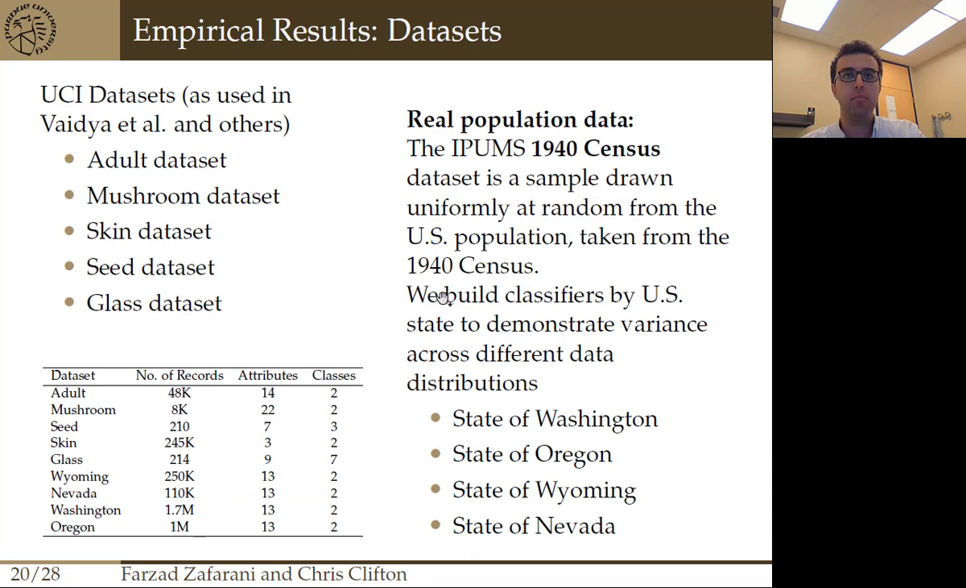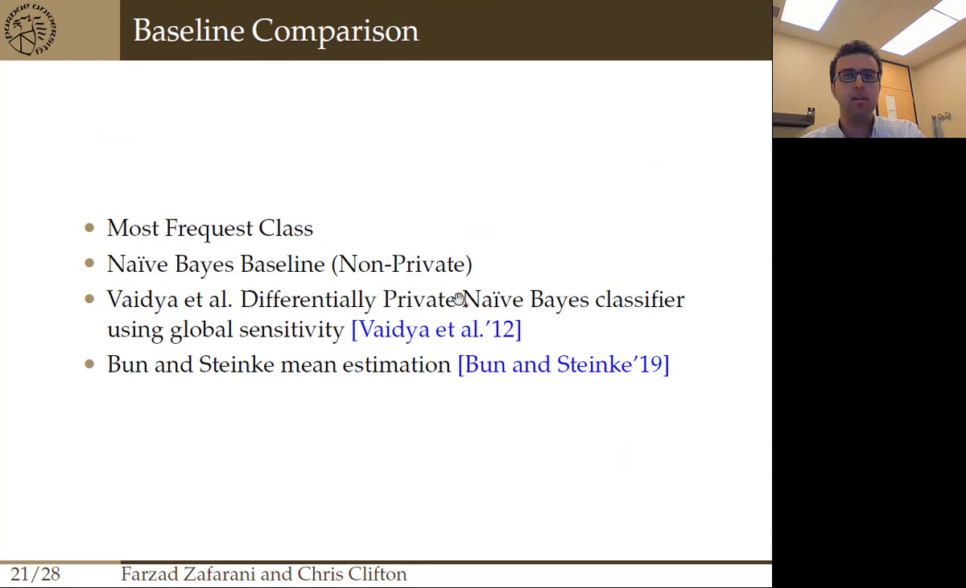Okay, we finally do some experiments on the UCI datasets, including the adult dataset, mushroom, skin, seed, and glass. We have also tested our algorithm on the 1940 census dataset, which is a sample drawn uniformly at random from the US population from the 1940 census. We have built the classifier for 4 different states, including Washington, Oregon, Wyoming, and Nevada. As a baseline comparison, we have compared our algorithm with the most frequent class, the non-private naive Bayes classifier, the differentially private naive Bayes classifier using global sensitivity by Vaidya et al., and, as noted by the reviewers, Bun-Steinke's mean estimation algorithm.